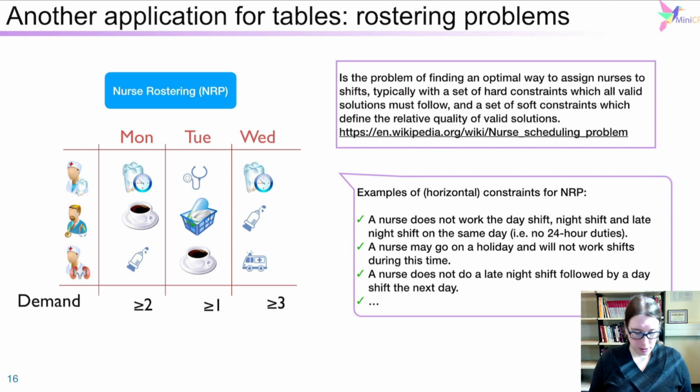constraints. So there are demand constraints. For each day, you need to have a given number of nurses, and there are also constraints for the nurses because they can't work more than 24 hours per day. So they can't have a day shift, then a night shift, then a late night shift on the same day. And also some nurses may go on holiday. So if you want to learn more about this problem, you can check the Wikipedia page. You will see lots of stuff there.